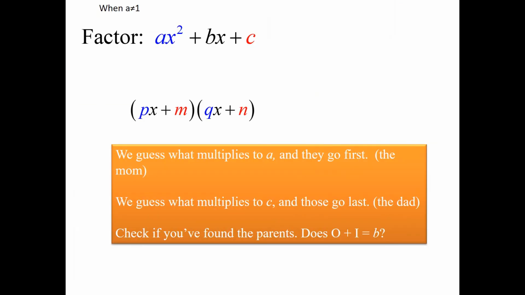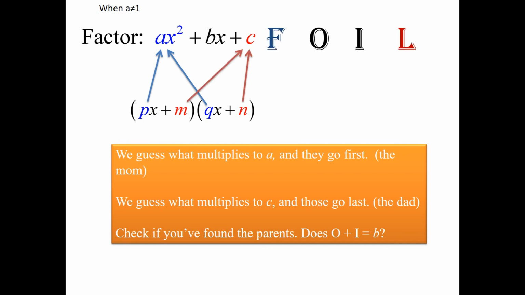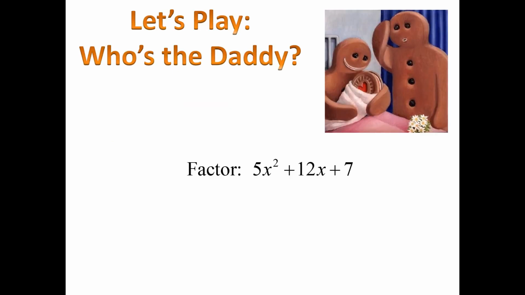So what we're going to do when we're factoring this is guess what the mother is, and also guess what the father could be, and then check. We're going to check the outside plus the inside. And if the outside plus the inside equals b, we found the dad. So let's play. Let's see who's the dad right here.